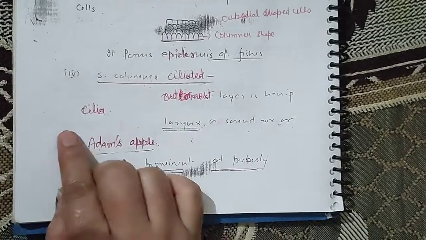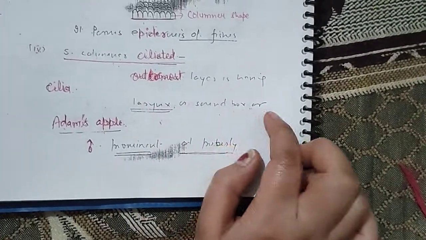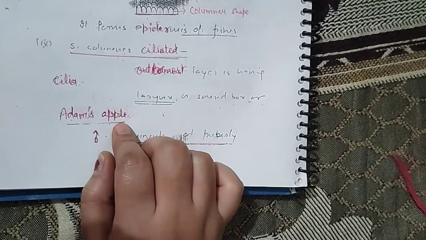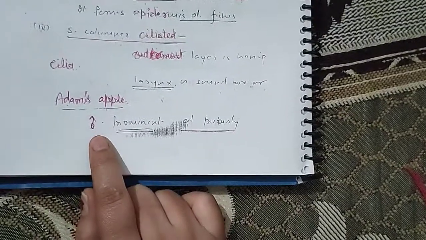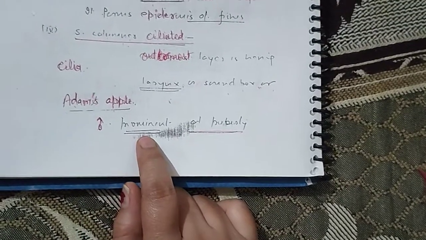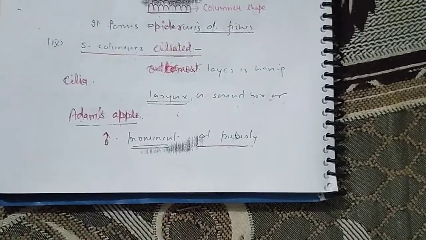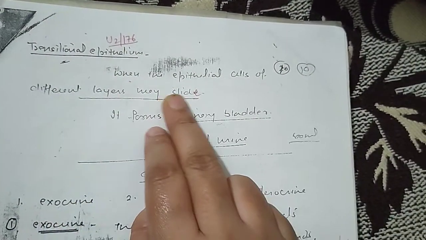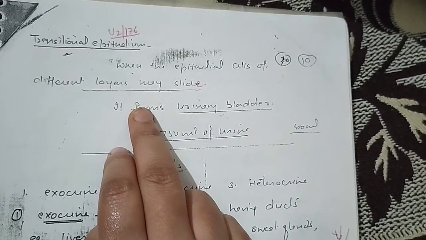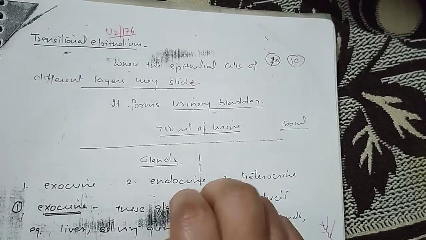Next is columnar ciliated. The outermost layer has cilia. Larynx और साउंड बॉक्स और एडम्स एप्पल के अंदर इस टाइप के सेल्स होंगे. ठीक है ना? It is most prominent in males at puberty. Now transitional epithelium. When the epithelial cells of different layers slide over each other, it forms the urinary bladder.